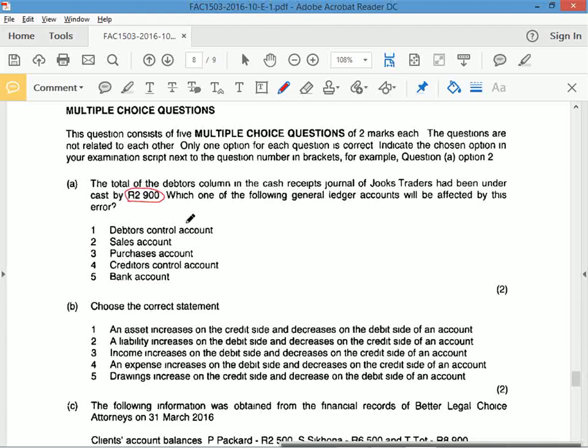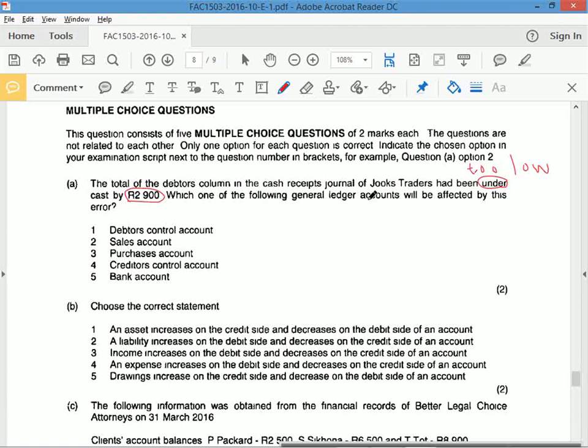If something is undercast, what does that mean? Undercast means? Too low. They've captured an amount that wasn't high enough. Okay, they didn't capture the full amount, basically.